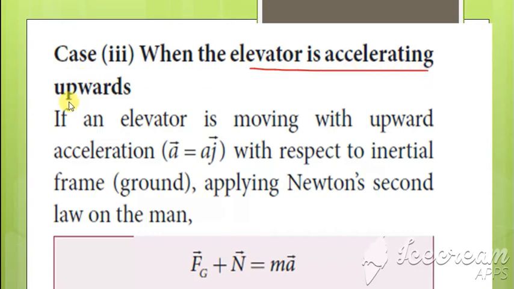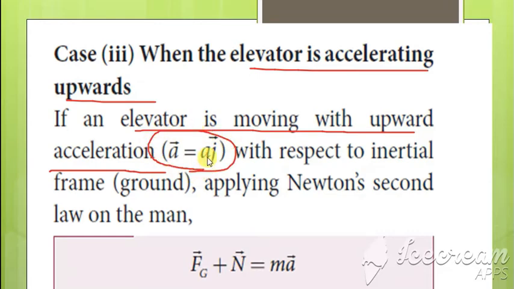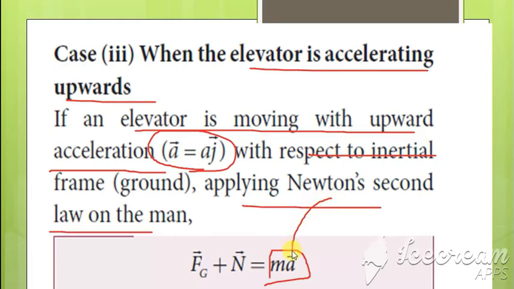If the elevator is moving with upward acceleration, then A is given by A into j cap. Then applying Newton's second law, we get Fg plus N is equal to what? Newton's second law is M into A. In the first condition, what did we see? Fg plus N is equal to 0, because acceleration is 0. Now substitute the value of Fg and N in this.